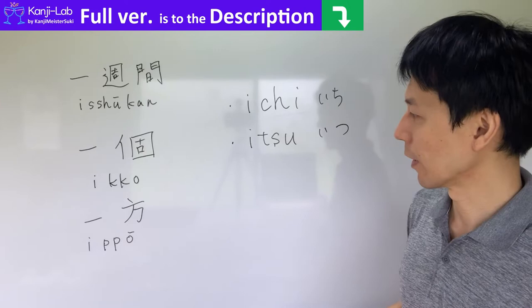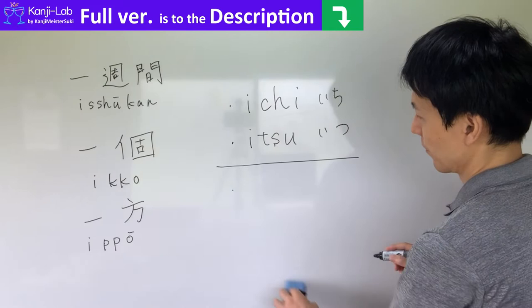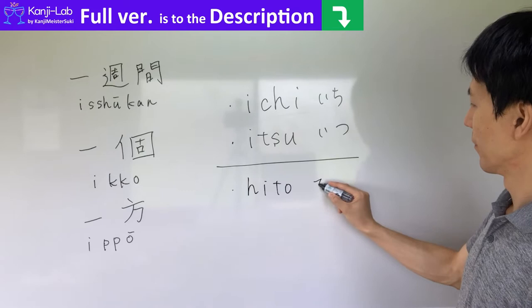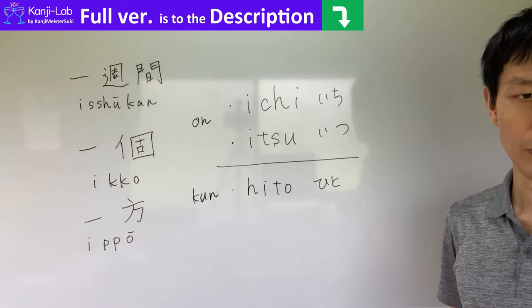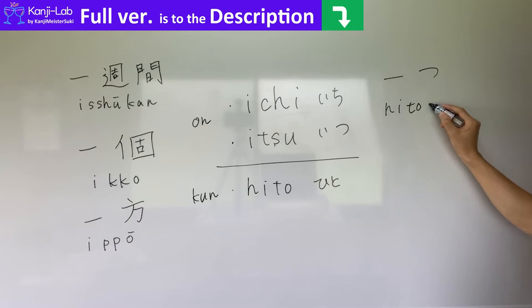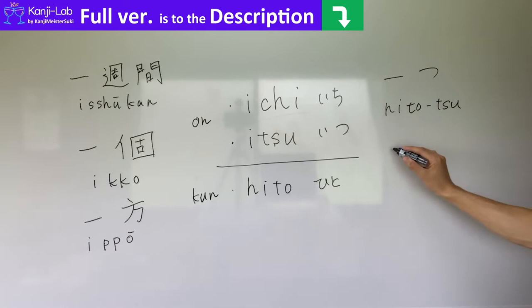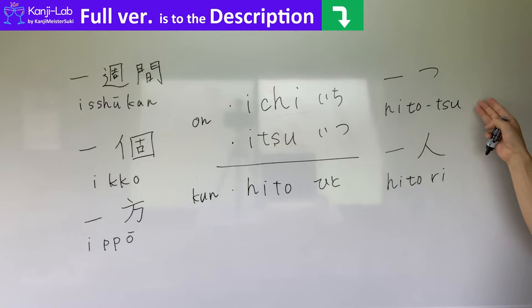Next, the kun reading is hito. For example, hitotsu. Hitotsu. Hitori. Hitori. Hitotsu means one. Hitori means one person. And so on. These are not special readings.